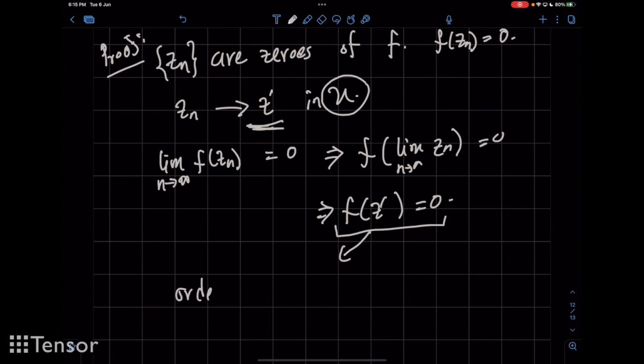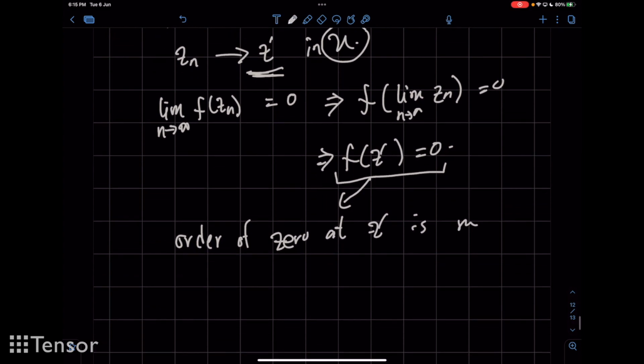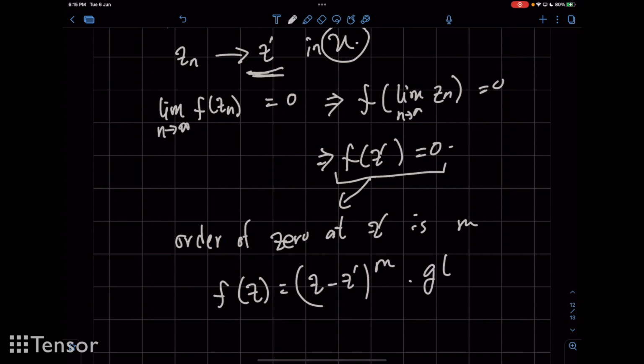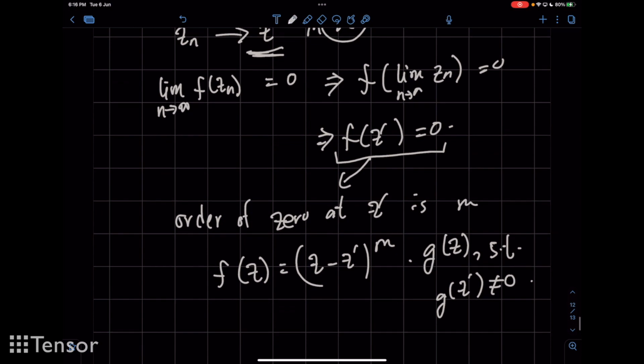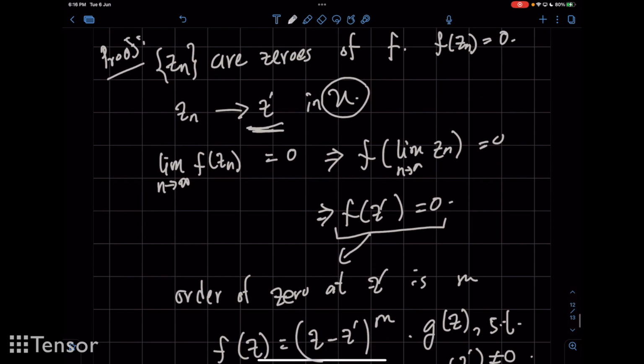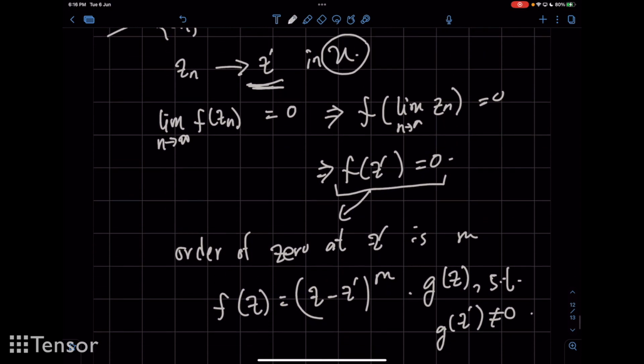So let's say the order of the zero at Z prime is m. Then we can define f of z equals (z minus z prime) to the power m times g of z, such that g of z prime is non-zero, right? So that was the definition of order. Here we have a hidden assumption that f is not identically 0.